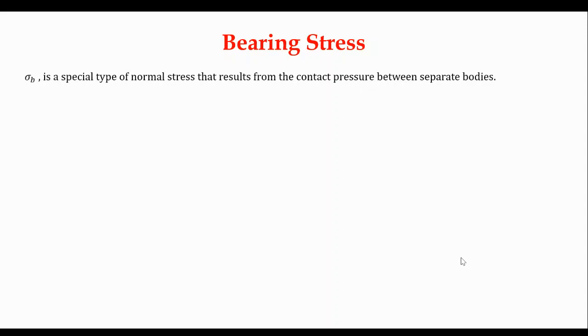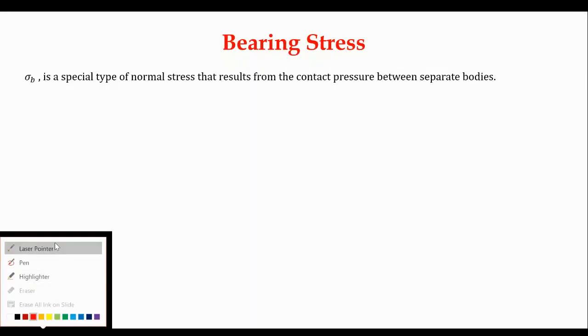So actually, this is a type of normal stress that results from the contact pressure between separate bodies. So its symbol is sigma B. So when you see sigma B, that is actually bearing stress. The normal stress is just sigma.